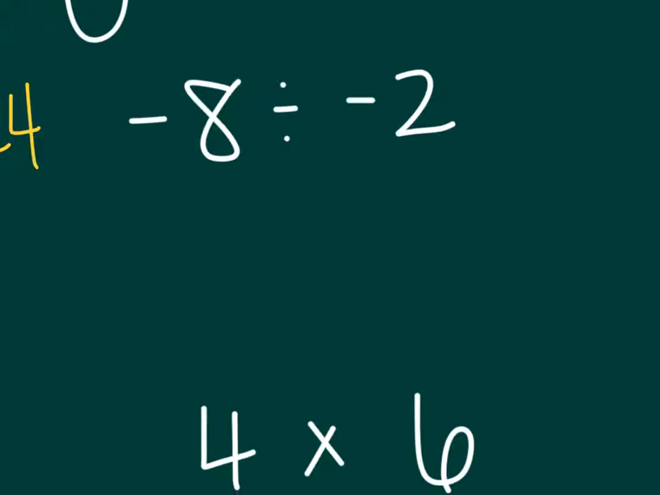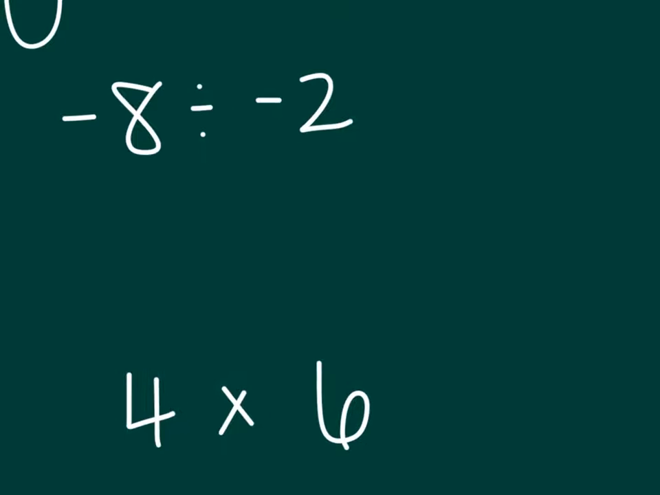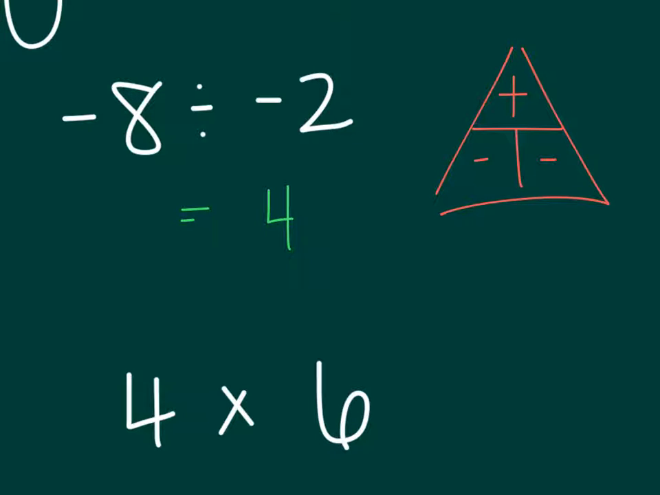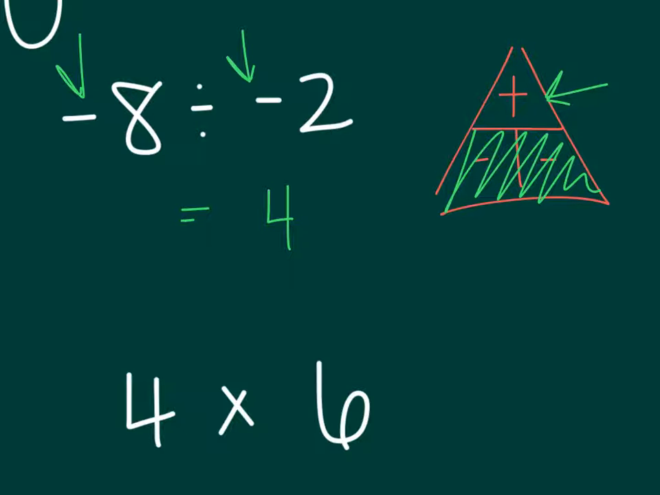Now if I look at negative 8 divided by negative 2, again, look at my triangle. I have a positive on top, two negatives, and positive 8 divided by a positive 2 is going to give you 4, regardless, right? 8 divided by 2. But I want to look at these signs. So I have a negative divided by a negative. So a negative and a negative equal a positive. So it's going to be a positive 4.